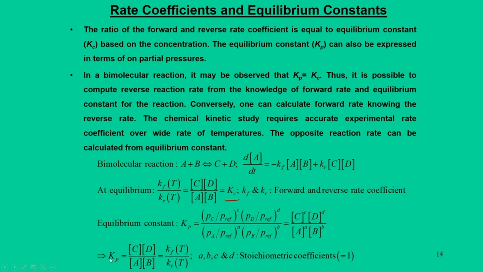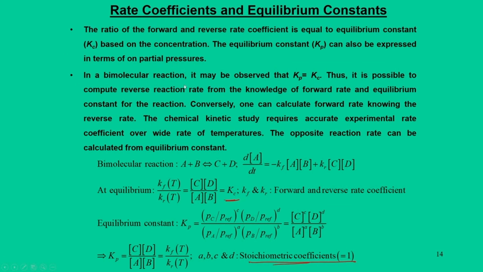So, Kp becomes Kc. When the stoichiometric coefficients become 1, we say Kc is equal to Kp. So, if you have a provision to find out Kp, then we can find the ratio of the forward rate coefficient and reverse rate coefficient, which are mainly functions of temperature. So, the ratio of forward and reverse rate coefficients is equal to the equilibrium constant based on concentration, and the equilibrium constant Kp also can be expressed in terms of partial pressures.